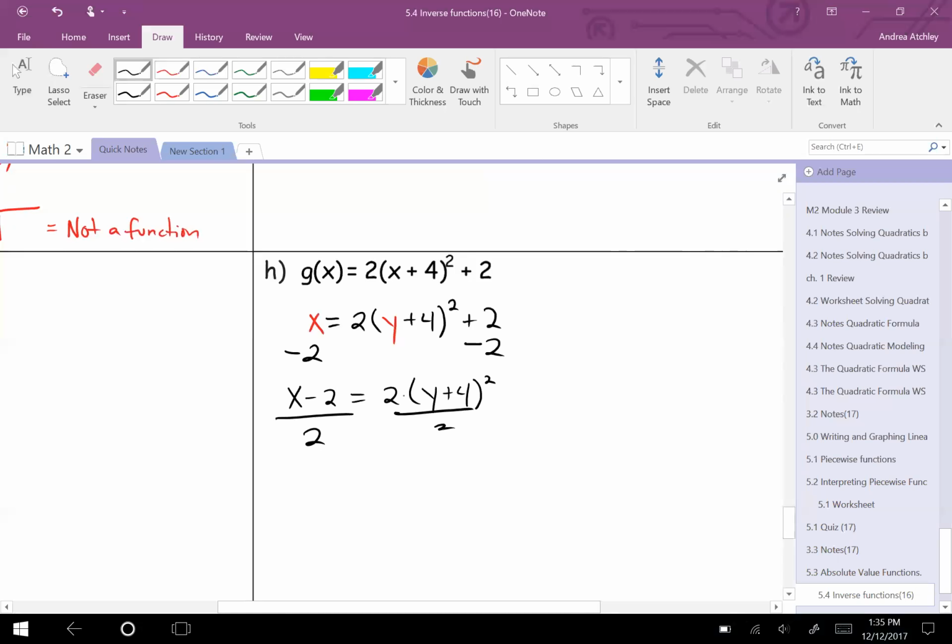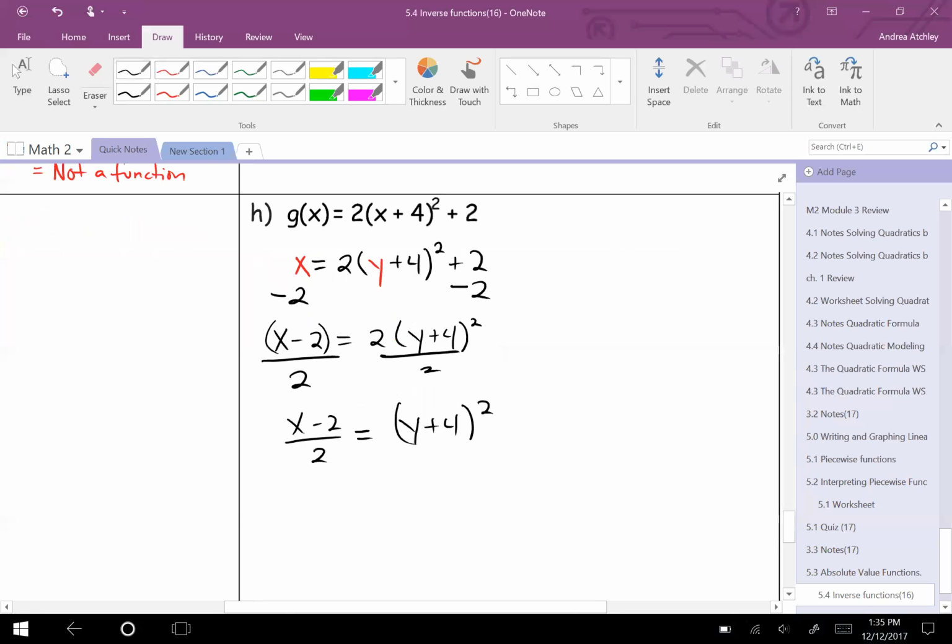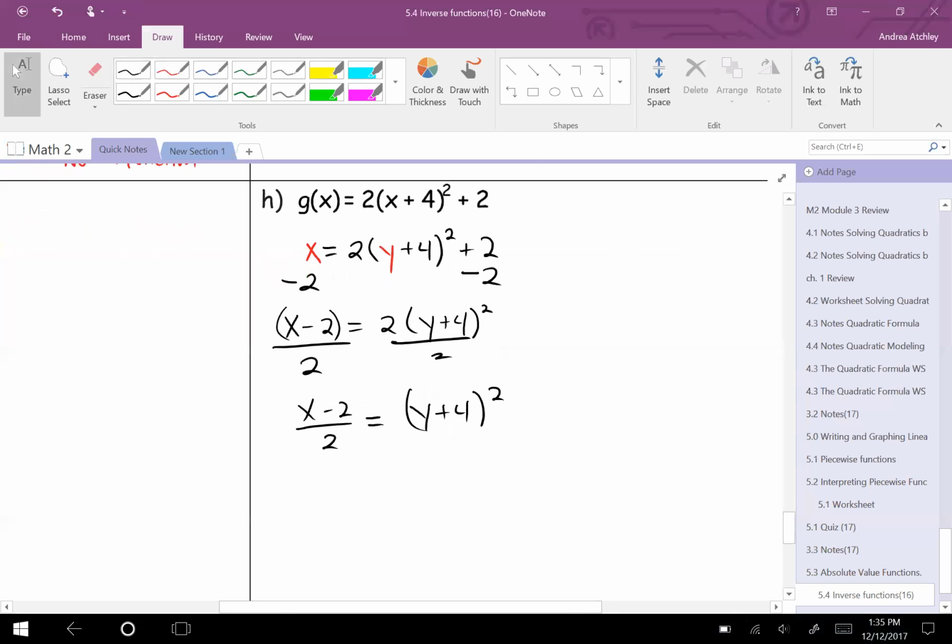Okay, so once again, since I'm doing order of operations, I'd have to subtract these, so I can't really divide by 2, so don't try and divide by 2 right now. So I'd get (x minus 2) over 2 equals (y plus 4) squared. Now what would I do? Very good, square root. And I'm square rooting the whole thing, so make sure my square root covers the whole fraction.